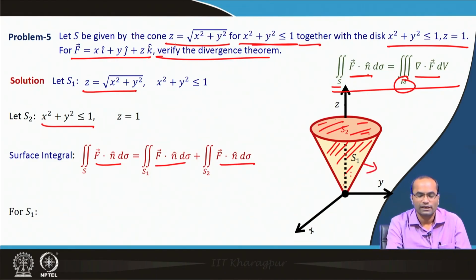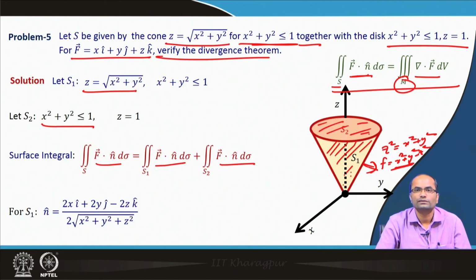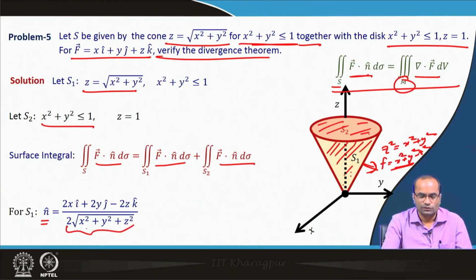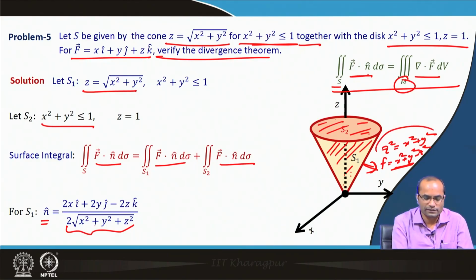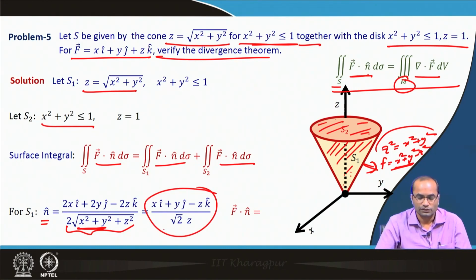For the normal, we have the surface z square is equal to x square plus y square, and we want the outer normal. So, let us take our function here as x square plus y square minus z square. From here we will compute the normal: the gradient, divided by its magnitude. On this surface, however, x square plus y square is equal to z square, so we can replace this by z square. So, we will get this expression for the unit normal.